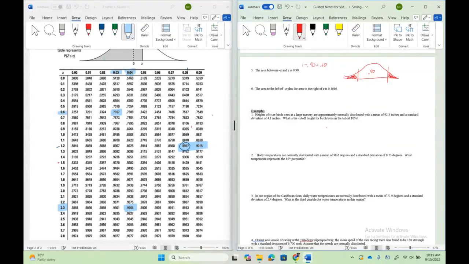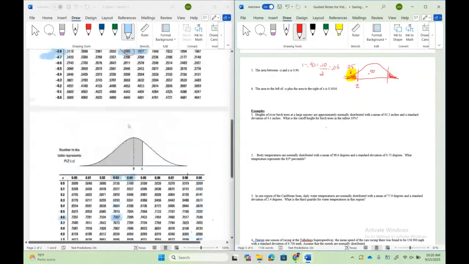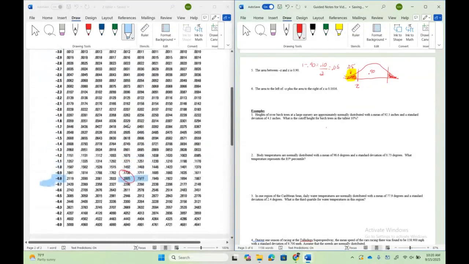It's double. All right, so to find an area just to the left of this z, now I have to take that and divide by 2. So I want to find a z-score that has an area to the left of 0.05. Okay, so going to the negative table, 0.05.